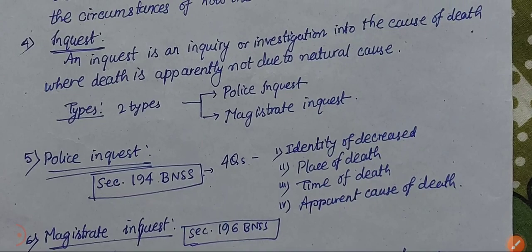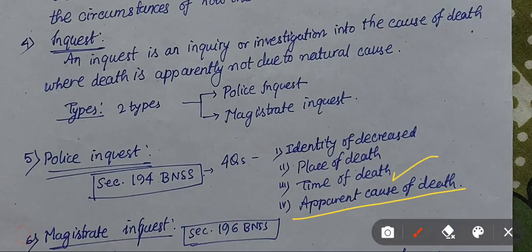About police inquest. Police inquest comes under section 194 BNSS. The police inquest is held by the police officer known as the investigating officer or IO, not below the rank of senior head constable, in all cases of unnatural deaths and the exceptions mentioned under the magistrate inquest. The 4 Qs are: identify the deceased, place of death, time of death and apparent cause of death.